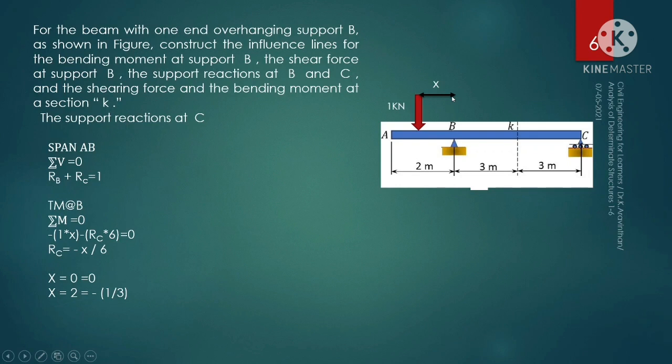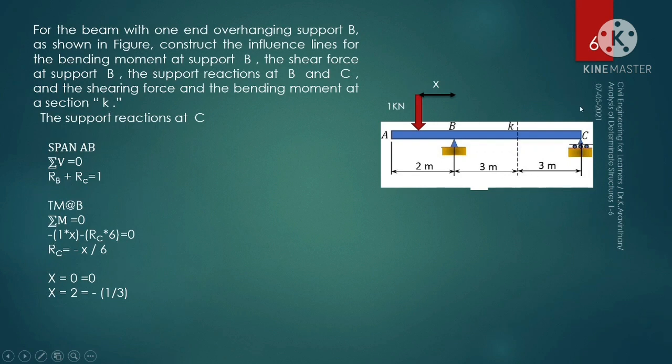Okay. If I want to find the reaction, first I should apply the equation of statics, that is sum of V equal to 0, that is RB plus RC will be equal to 1, the total upward and downward forces. Next, take the bending moment at B. I am going to take all the forces, that is 1 into the distance. The distance will be X, so 1 into X. This will be anti-clockwise, hence it is minus.